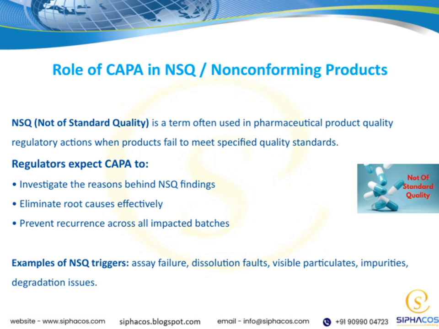Some common triggers for NSQ include assay failures, where the product's potency might be off, dissolution faults, which affect how the drug releases in the body, visible particulates, indicating contamination, impurities, which could compromise safety, and degradation issues where the product breaks down over time. By understanding these triggers, we can better tailor our CAPA efforts to ensure consistent quality and compliance. This approach ultimately supports our commitment to delivering safe, effective products to patients.